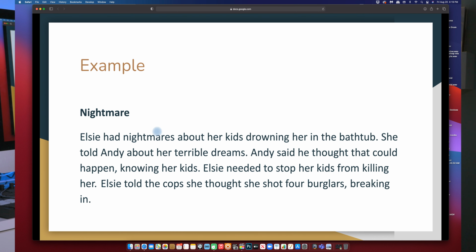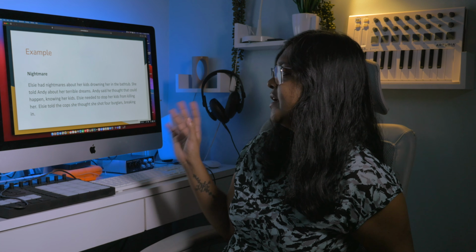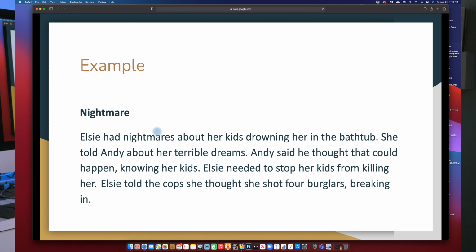Okay, so now we're going to take a look at a sample annotation of a text. I just pulled up this very, very short story. It's a little bit disturbing, but I chose it because of how short it is, and it's still interesting even though it's short, and it'll give us a lot to talk about. So I'm just going to read it very quickly.